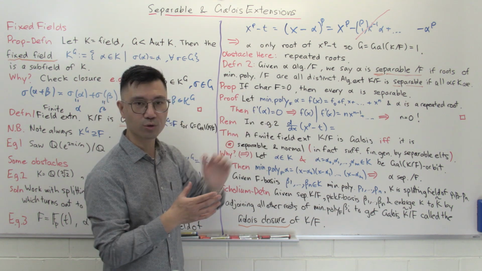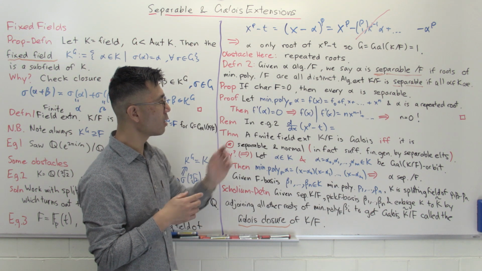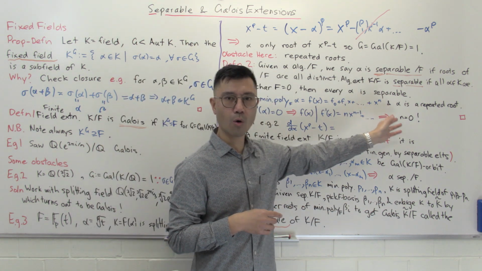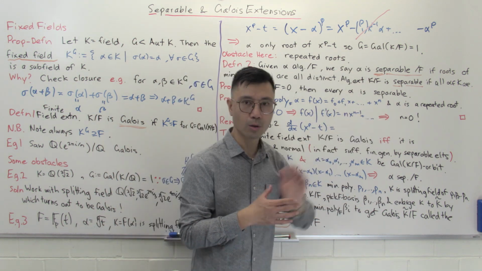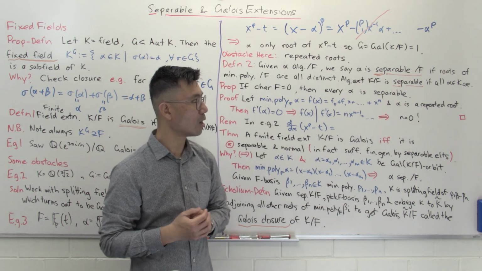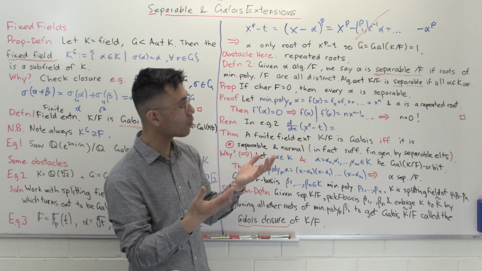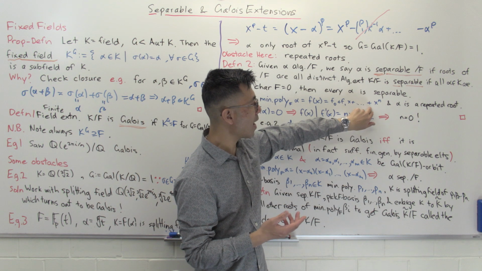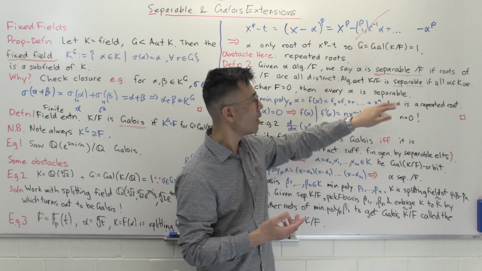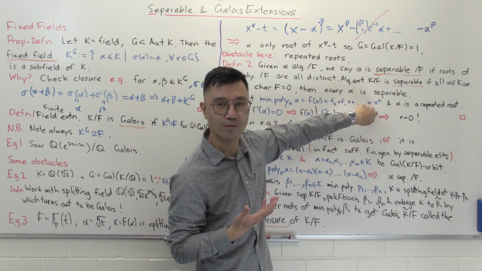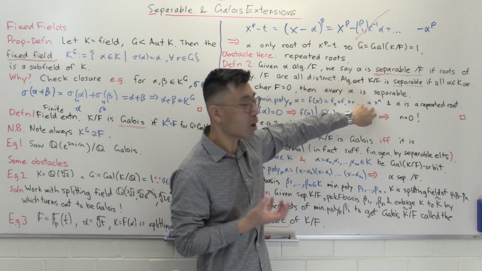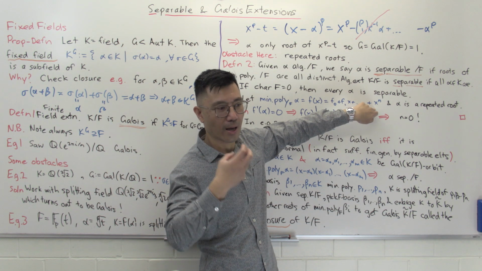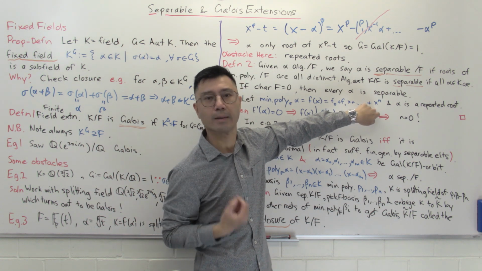It doesn't matter what field you work over. Given any polynomial, you can always differentiate it over any field. The reason is the formula. For example, if you want to differentiate x to the n, it's just n times x to the n minus 1. And that n, the coefficient out the front, is well defined in any field. You can always talk about the sum of n copies of 1 in a field.